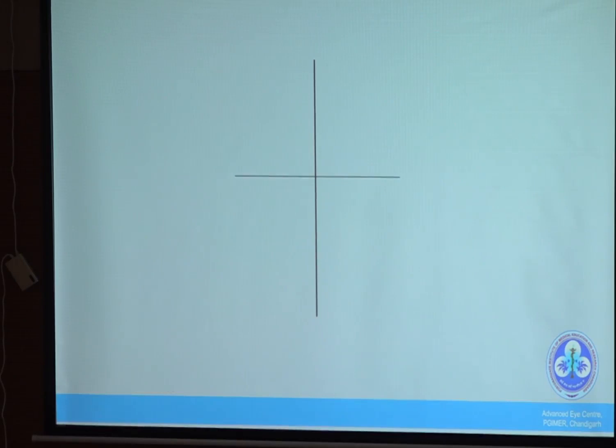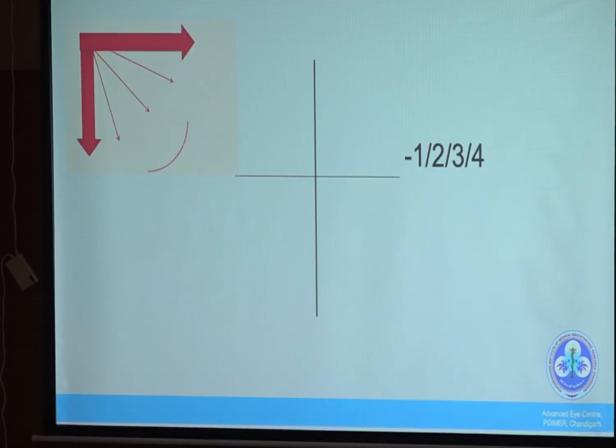You denote the ductions in the form of a plus, and you grade them if you see any limitation as -1, -2, -3, -4. It's simple maths. Every movement is divided into 90 degrees. So you see a 25-degree limitation, you call it -1. A 50-degree limitation, you call it -2. 75 and 90-degree limitation, -3 and -4 respectively.